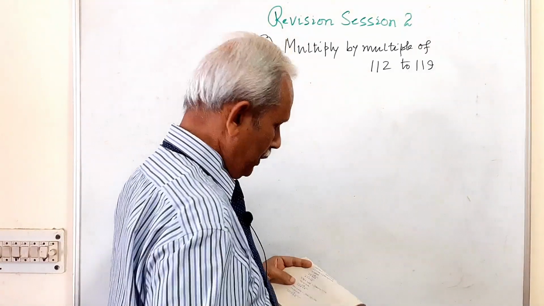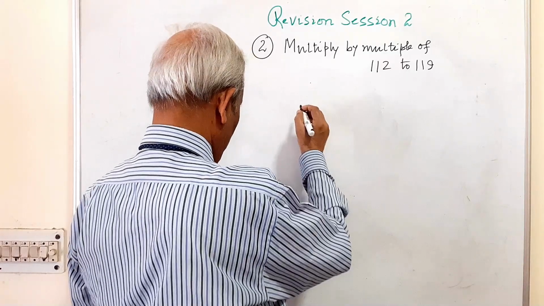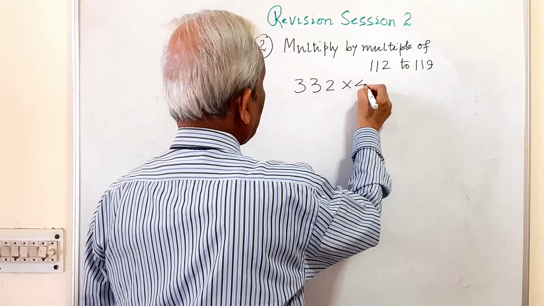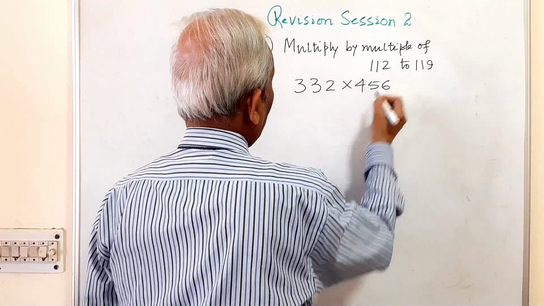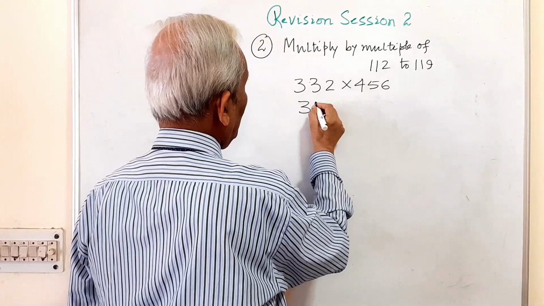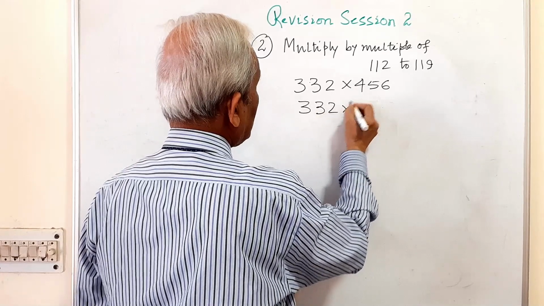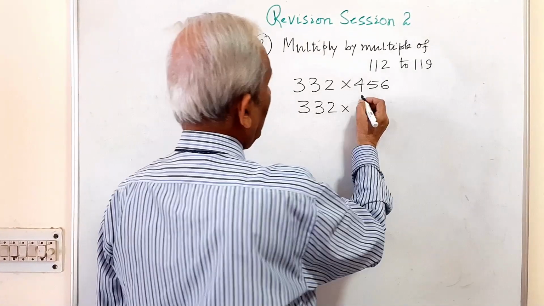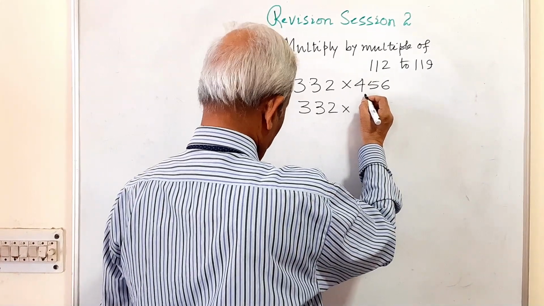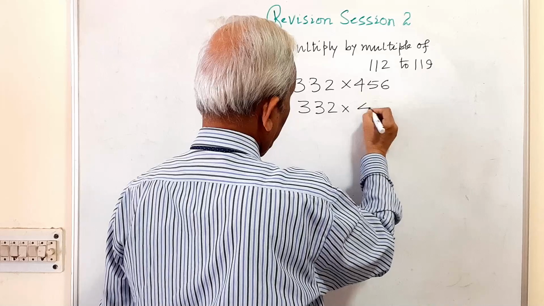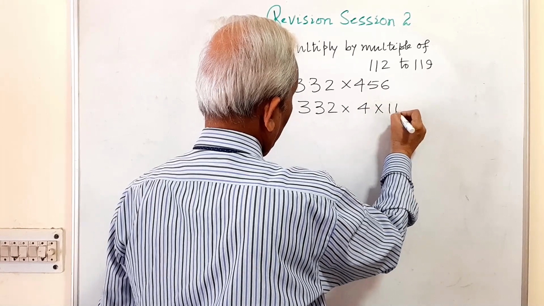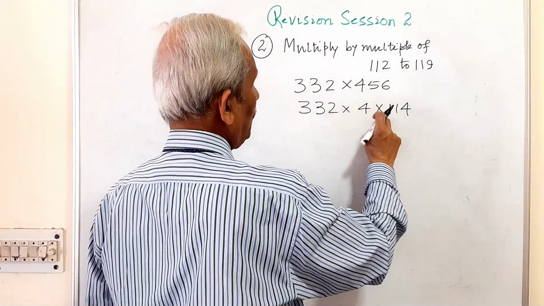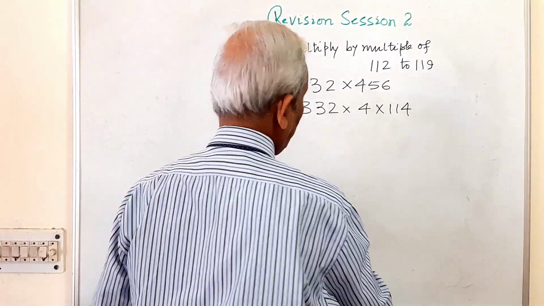Here the last question for this is 332 into 456. Well, this becomes 332 into, this 456 means what? This is equal to 4 times 114. Write this 456 as 4 into 114, right?